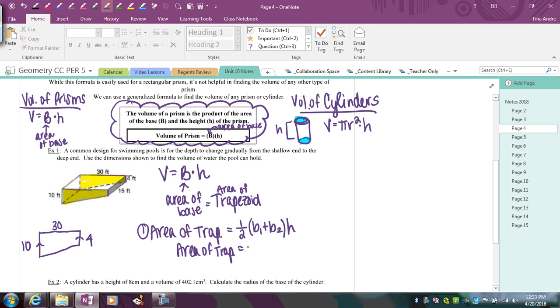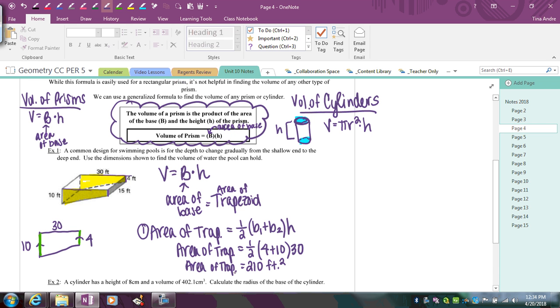So when we go to plug in, this area will be 1/2. My bases are the parallel pieces. So I'm going to plug in. I have 4 plus 10, and the height's the distance between those, so the height's 30. So go ahead and plug that all in. We have 4 plus 10, so we have 14 times 30, and then divide that by 2. So we get 210 for that. And this is going to be feet squared, our units, because we're talking about area.